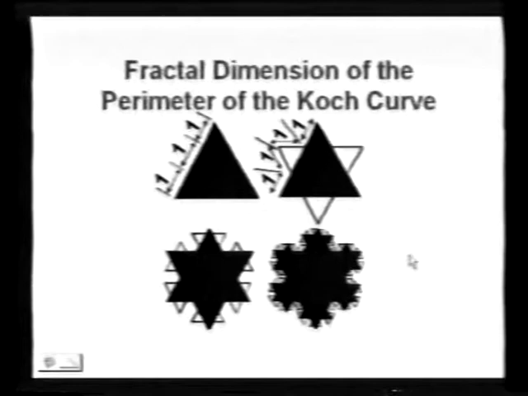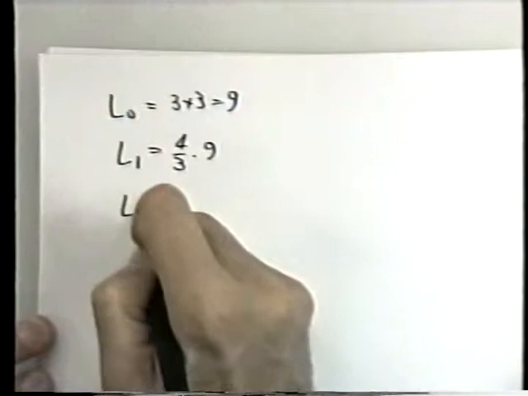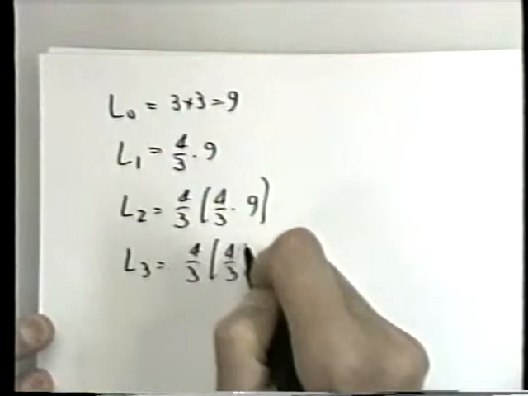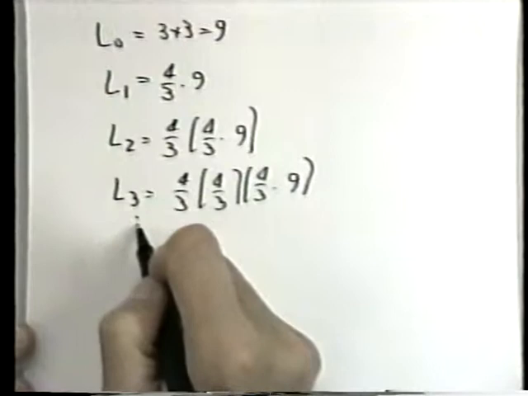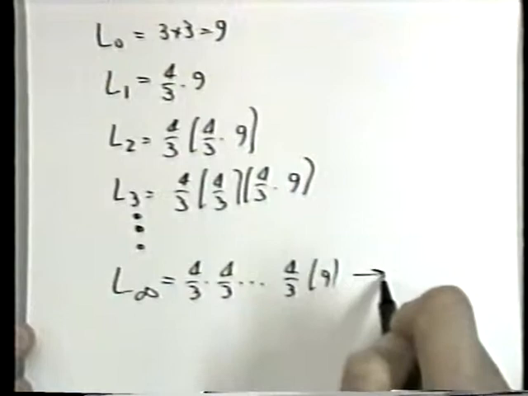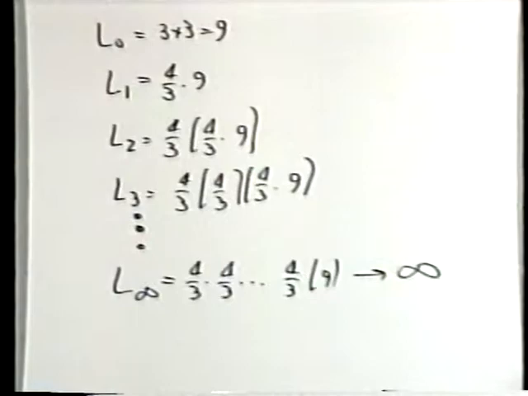And if you think about what the perimeter of this object is doing, if the initial perimeter was 3 times 3, which is 9, then at the next stage of the construction it's 4/3 times 9. The next case, it's 4/3 times the previous one, and the next time it's 4/3 times 4/3 times 4/3 times 9. As we go further and further, we eventually get 4/3 times 4/3 times 4/3, an infinite number of times. Because each one of these is greater than 1, we keep multiplying and get a very big number. So that means the perimeter of this thing is infinite.